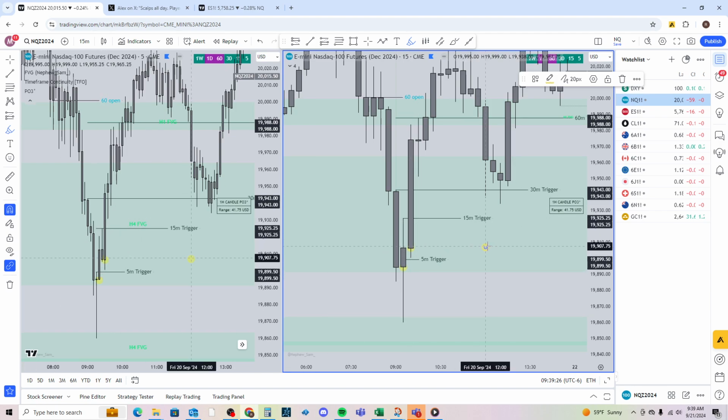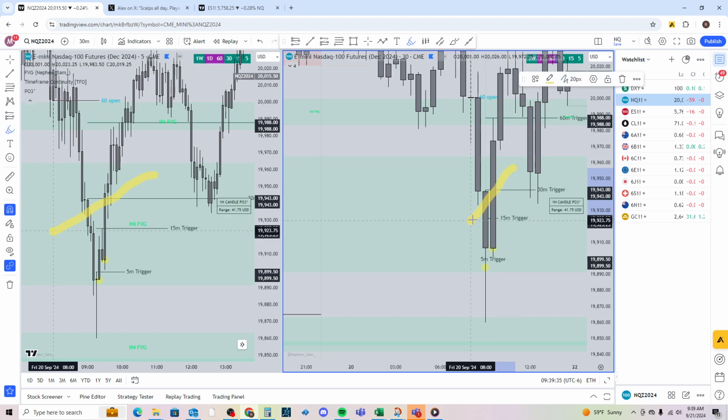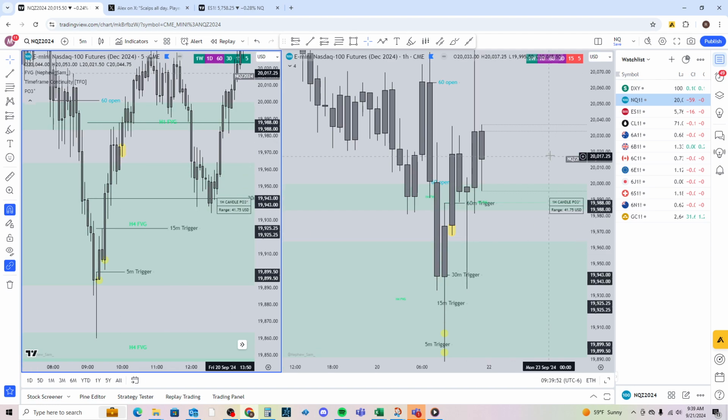And then the 30-minute trigger, it's the same wick as the 15-minute. So you know where that's going. And then when we get that 60-minute trigger, look at that wick, small, right? So the wicks can actually tell you a lot.